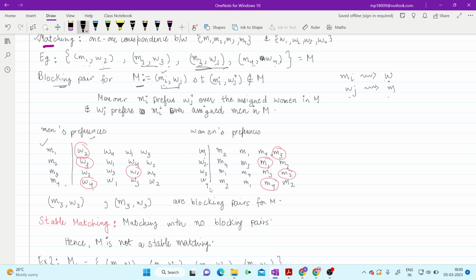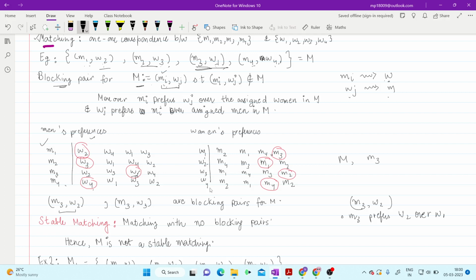Now we want to see whether this matching has some blocking pair or not. First we consider m3w2. If we look at m3w2, m3 has been assigned w1, but m3 prefers w2 over w1. So the first condition is satisfied: m3 prefers w2 over w1.